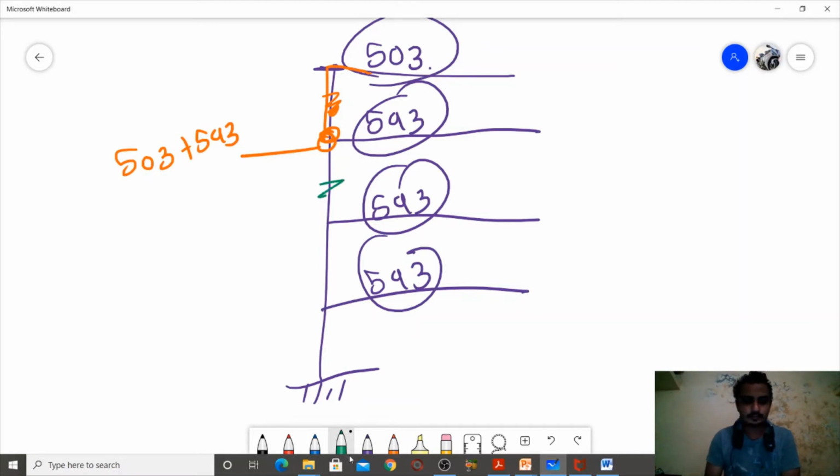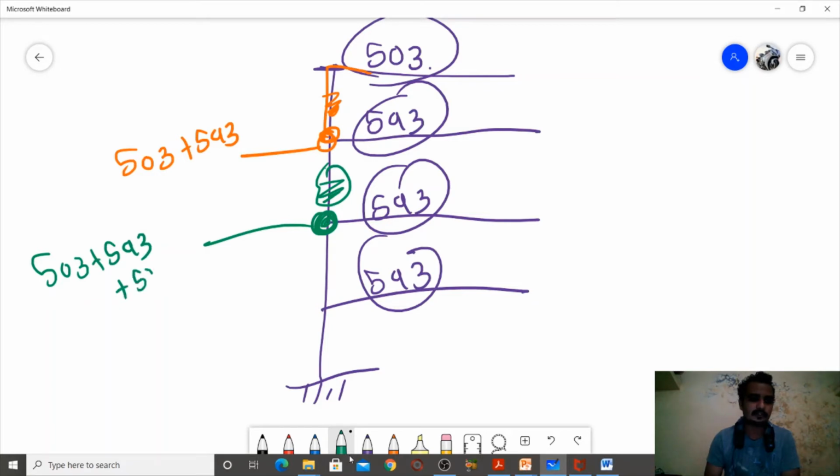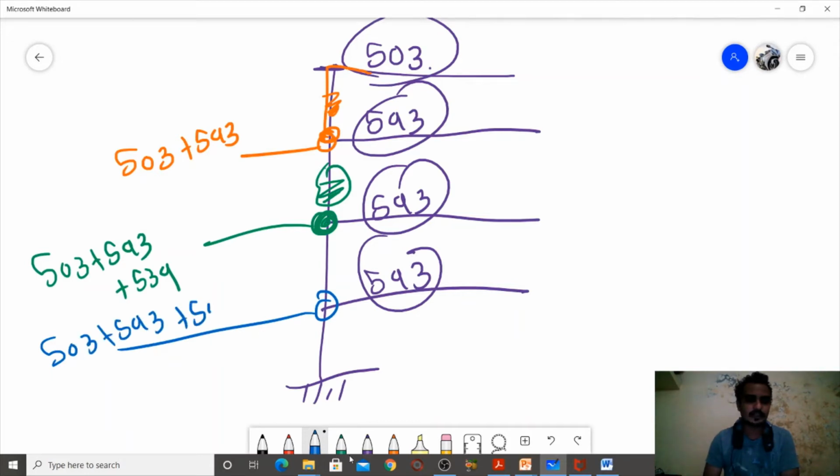Same formula here. I am going to design this column, so I have to find the load at this point. So it's 503 plus 593 plus 593. Same condition from here, 503 plus 593 plus 593 plus 593. Okay, this is all the load. So in the column we have to sum all the loads one by one.